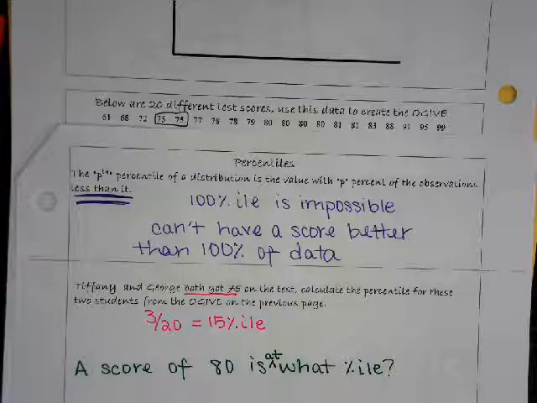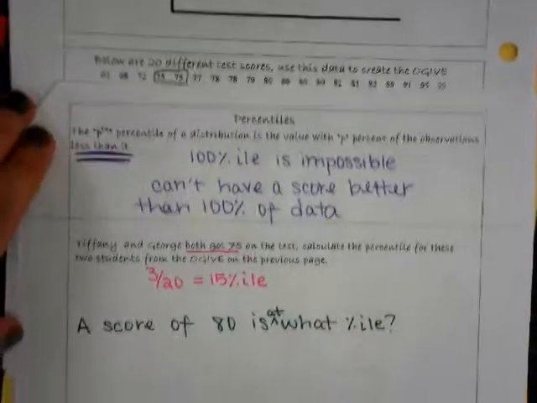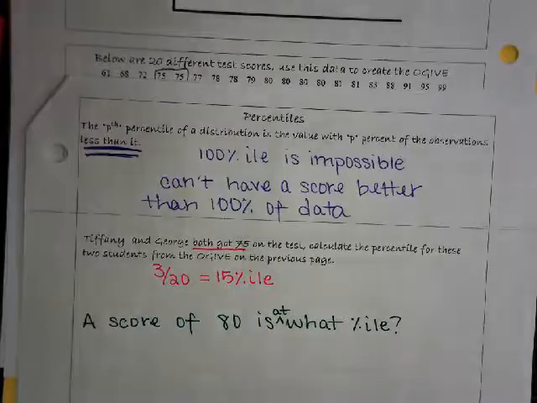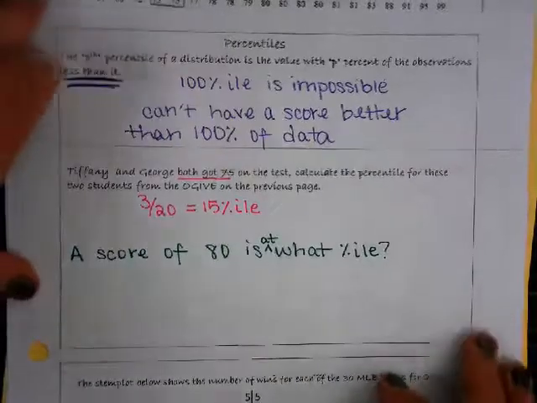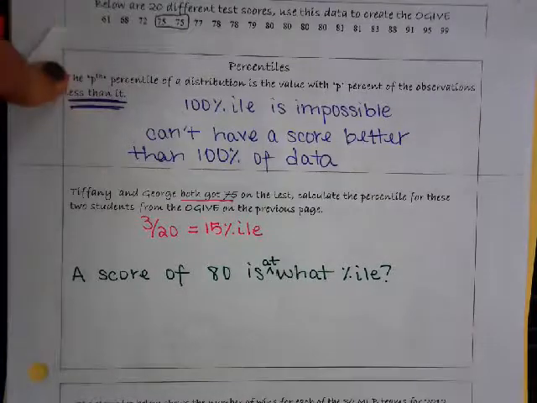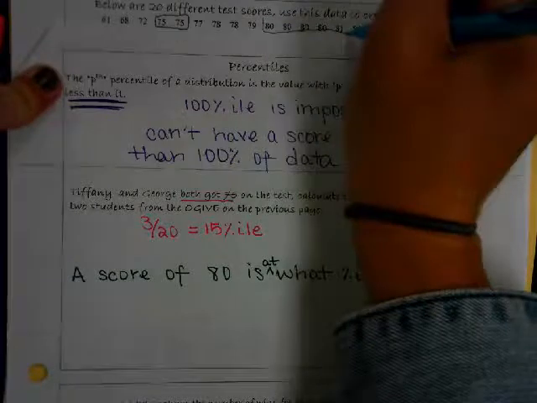All right. Score of 80 is at what percentile? I saw lots of correct answers out there. Anybody want to share? 45%. Thank you, Kyler. 45%. So here's our multiple 80s. There's 1, 2, 3, 4, 5, 6, 7, 8, 9 test scores below it. So 9 out of 20, which would give us the 45th percentile.